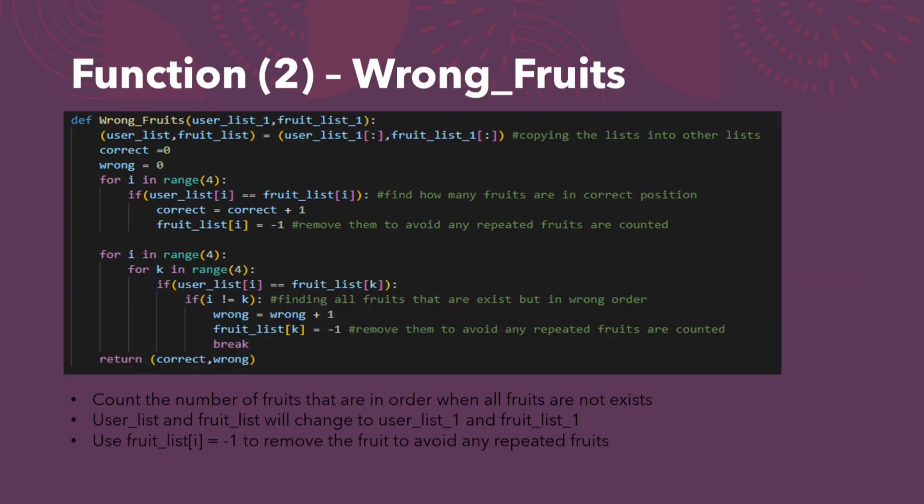And now we'll be looking at the second function, which is wrong fruits, and this does the opposite of what we did just now. This will count the number of fruits that are in order when all fruits do not exist. So here we'll be using user list 1 and fruit list 1 instead of just user list and fruit list, because we had used that argument before. But here we'll just copy what we have in the user list into user list 1 and what we have in fruit list into fruit list 1. And we'll be setting the fruit list item to -1 to remove the fruit to avoid any repeated fruits.